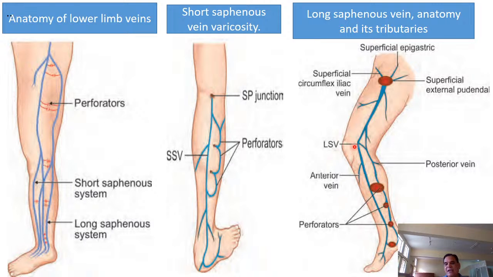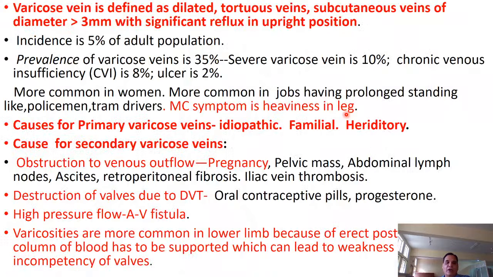This is how the LSV ascends through the thigh, going into the saphenofemoral junction. And remember, these 3 veins are very important. Never forget the names: superficial epigastric, superficial external pudendal, and circumflex iliac vein. These are the important veins which are draining into the LSV and then going into the femoral vein. This is important for practical purposes. So we have considered the anatomy of the lower leg.